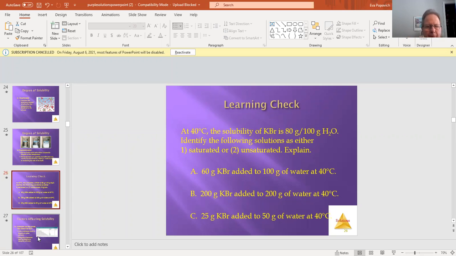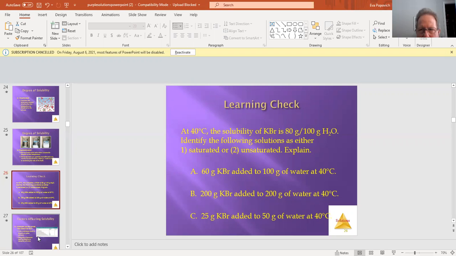Jenna? Are you out there, Jenna? Hi. Yeah, I would say A is unsaturated. Why? Because you can have up to 80 grams of KBr in 100 and you have only 60. Okay, look at B. Is B saturated or unsaturated? I would say B is saturated because they're equal.